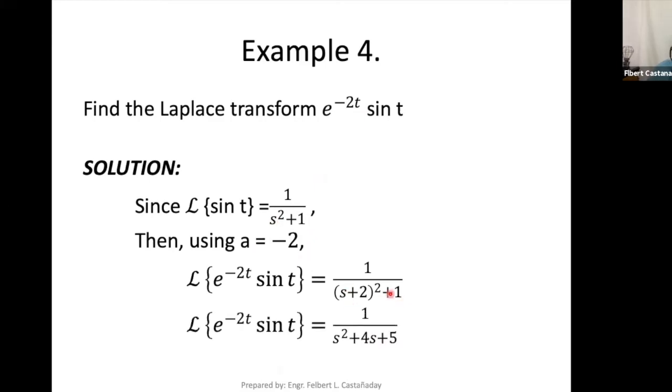Now, since you have plus 1 here, you can combine the constants if you expand s plus 2 squared. Square the first term, twice the product of the first and second term, so 2 times 2, 4 times s. So we have 4s. Square of the last term, so 2 squared is 4. 4 plus 1 is 5. So this is now your final answer for example number 4.